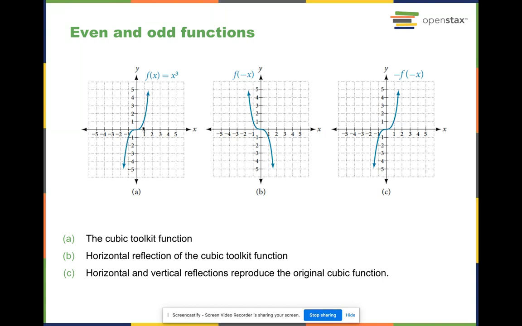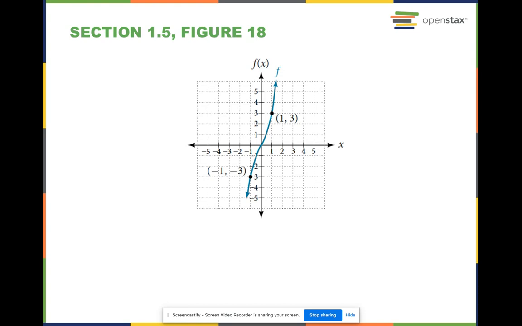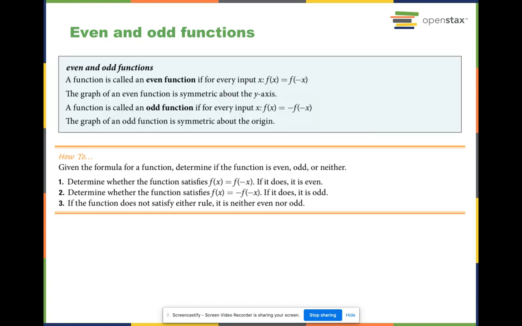There's a special word for that, okay? That is called origin symmetry, okay? If you can do a horizontal reflection and then a vertical reflection and get your same function back out, that is called origin symmetry. And those are very few functions that have that property, but they have a special name. We call them odd functions, okay? So there's even and odd functions.